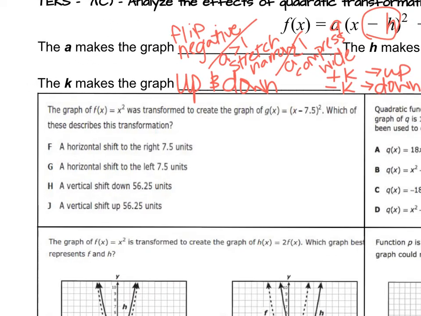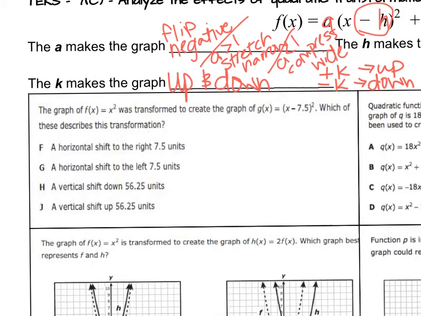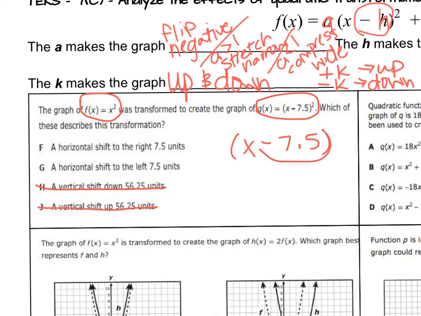So let's look at our first equation. The graph of f of x equals x squared was transformed to create the graph g of x equals (x minus 7.5) squared, which describes this transformation. You can graph these two in your calculator, or we can look back up at our notes, and whenever it's inside the parentheses with the x, that moves left or right. And then remember, we said it's opposite, so if it's negative 7.5, that actually moves to the right 7.5 units.